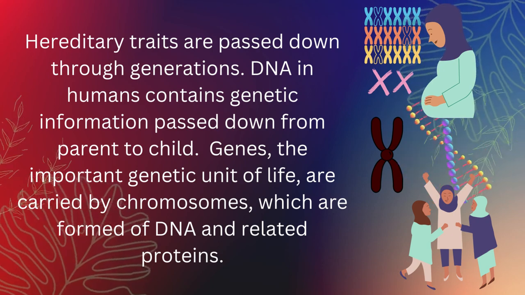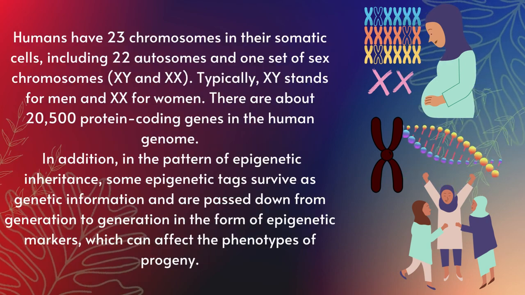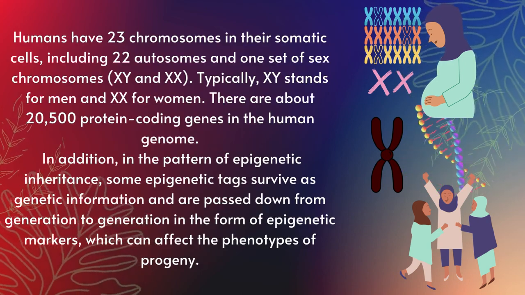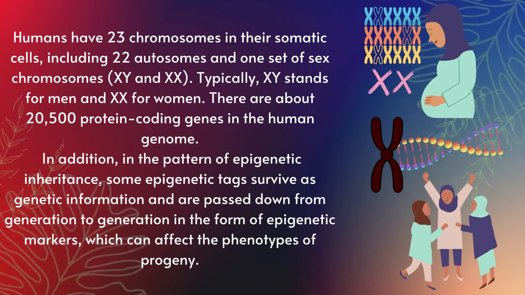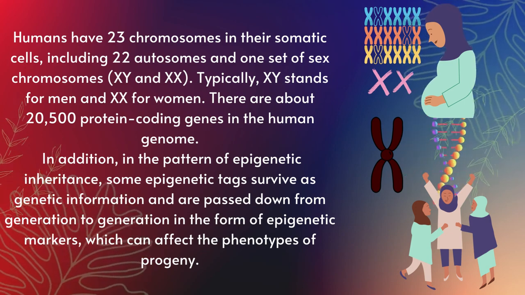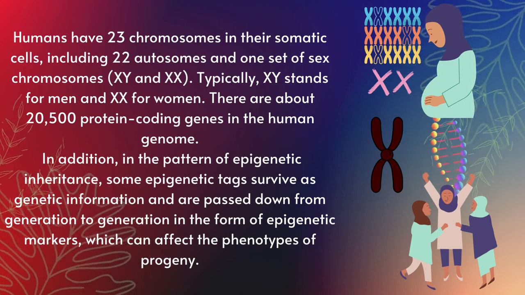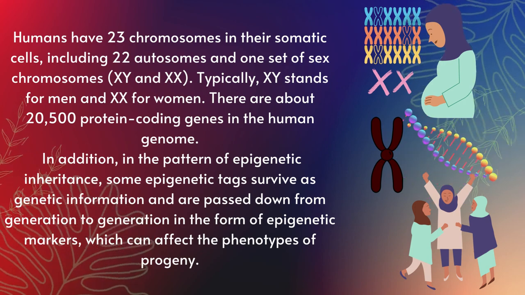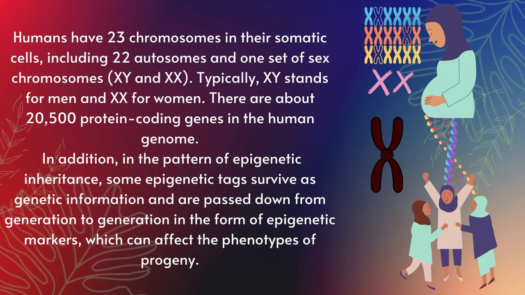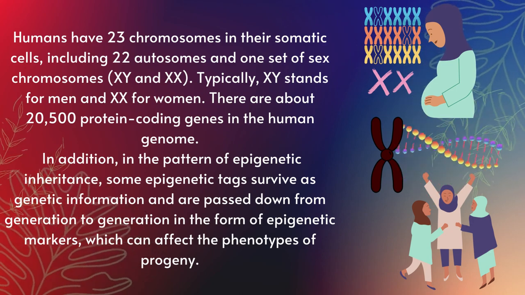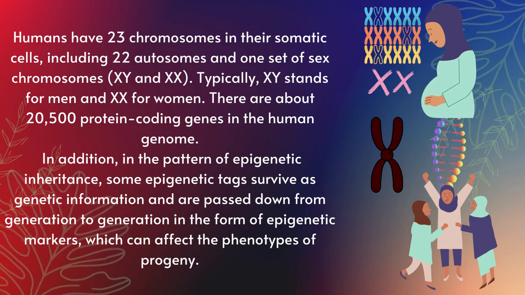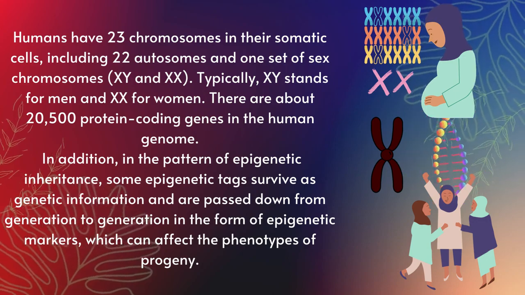As we know, human beings contain 23 pairs of chromosomes in their somatic cells, including 22 pairs of autosomes and one pair of sex chromosomes, that may be XY or XX in males and females respectively. Typically, XY stands for men and XX for women. There are about 20,500 protein-coding genes in the human genome. And in addition, in the pattern of epigenetic inheritance, some epigenetic tags survive as genetic information and are passed down from generation to generation in the form of epigenetic markers, which can affect the phenotypes of progeny.